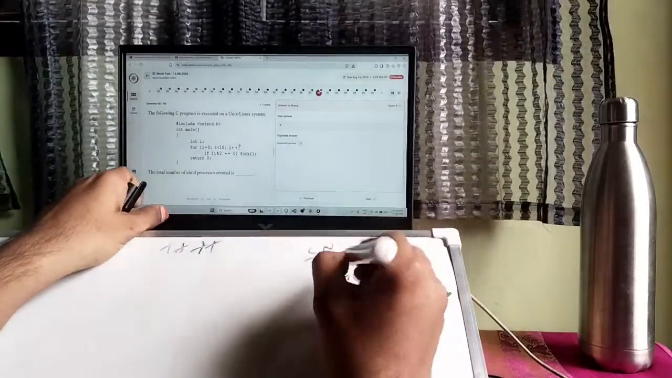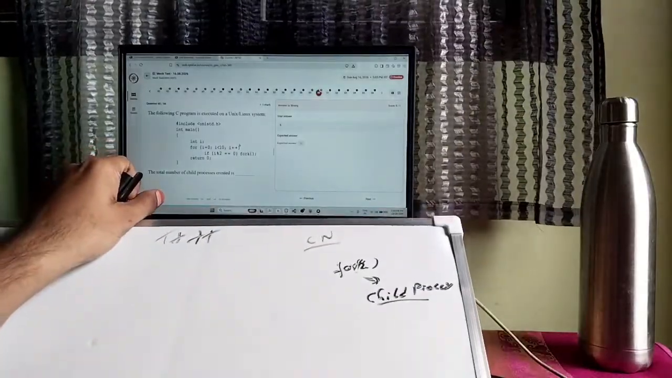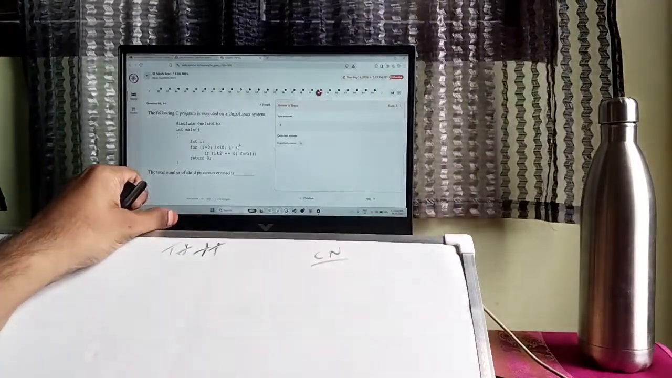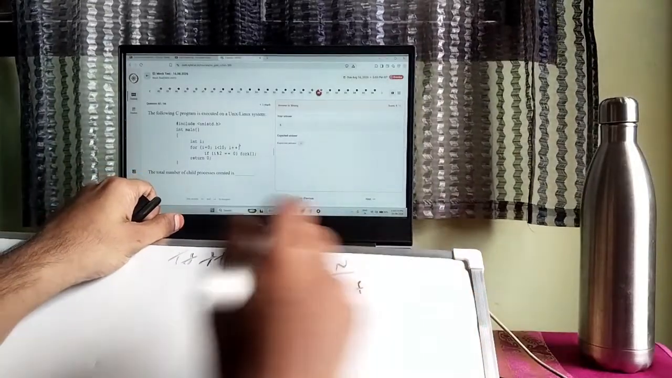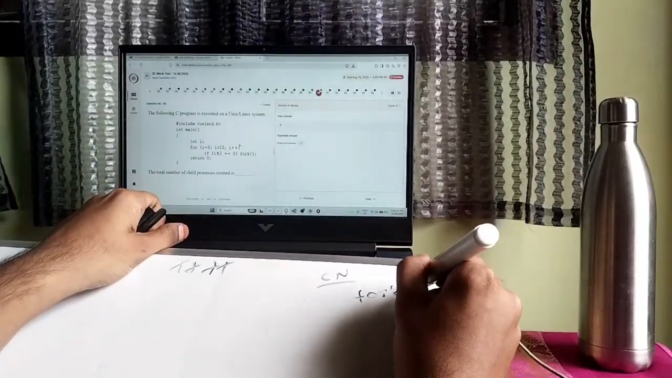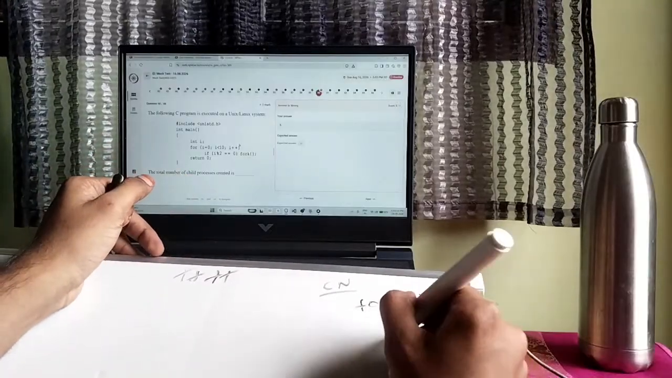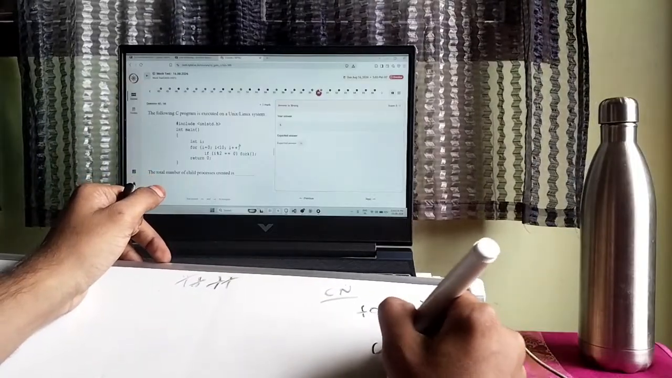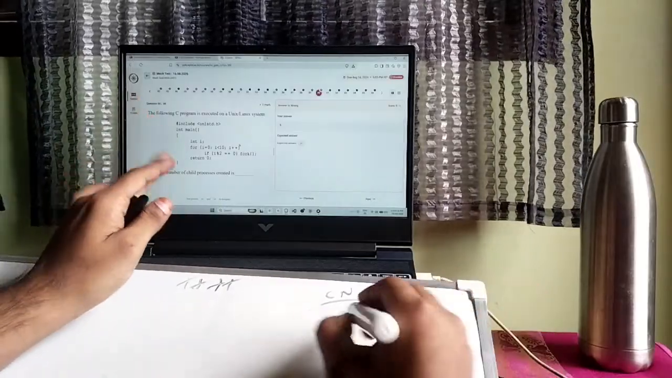So you can see fork is a function. If we call this function, it creates one child process. Child process CID, it means child ID. It will create one child ID, and I marked our answer as 5.